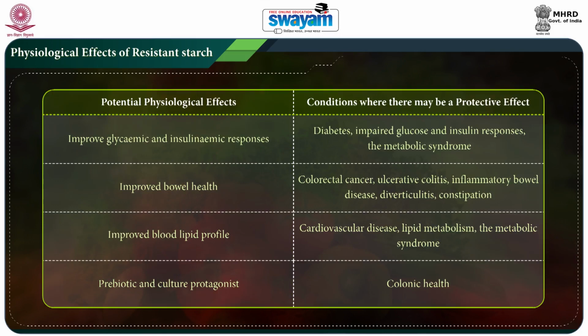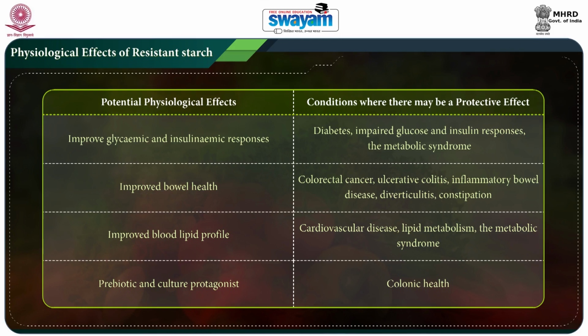Let us now understand, as shown in the table, the physiological effects. The first effect is improved glycemic and insulinemic response, where it may have a protective effect in conditions like diabetes, impaired glucose and insulin response, and metabolic syndrome. Second is improved bowel health, which can be found in colorectal cancer, ulcerative colitis, inflammatory bowel disorders, diverticulitis, and constipation. Third is improved blood lipid profile, usually helpful in cardiovascular disease, lipid metabolism, and metabolic syndrome.